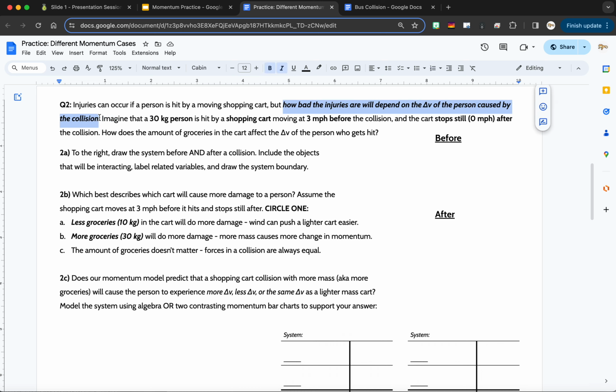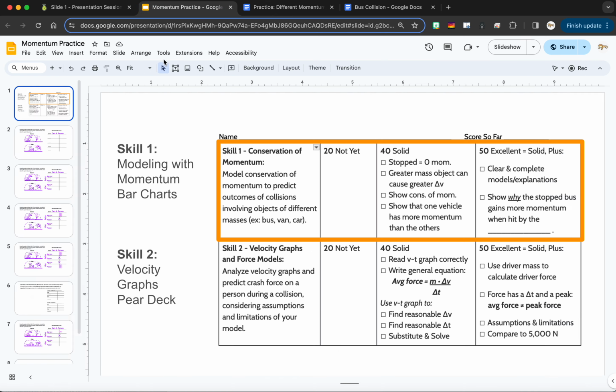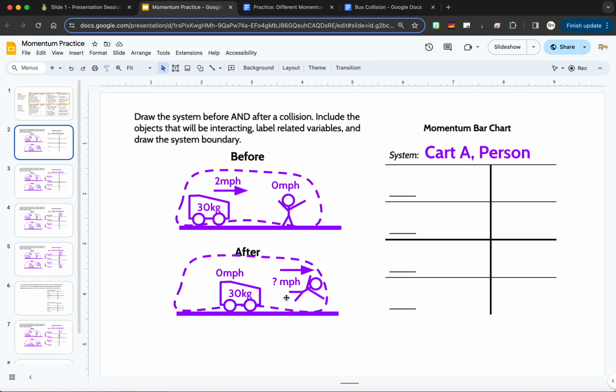about this, where we can tell, I'll highlight this in yellow, how bad the injuries are when a person gets hit by a shopping cart will depend on the change in velocity of the person caused by the collision. This kind of makes sense because if you imagine someone getting knocked really far or fast by the cart, then they're probably going to be hurt more. So I'm going to work through this cart problem.